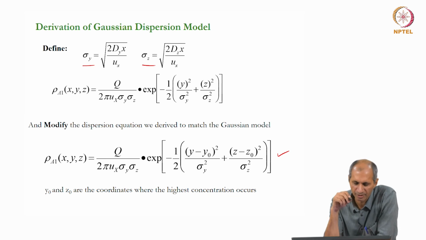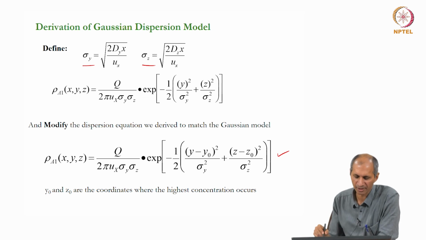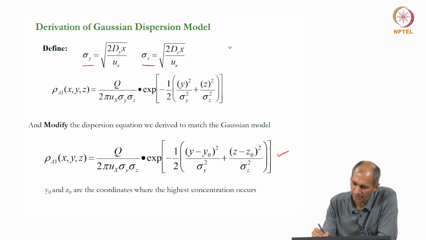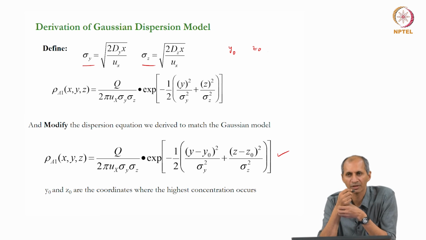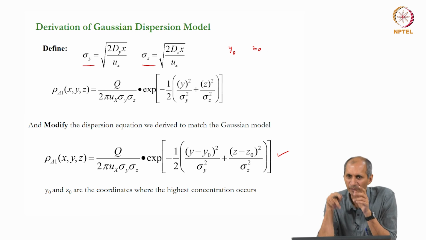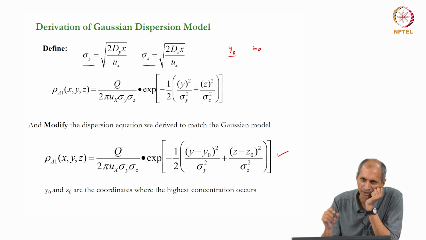We do sigma y and sigma z into 2 Dyx divided by ux and so on. So, you make these transformations and we enforce that the concentration at y0 and z0, these are the points at which the highest concentration occurs, which means this is the center of the plume. This is the value of y at which the highest concentration occurs, this is the value of z at which the highest concentration will occur.